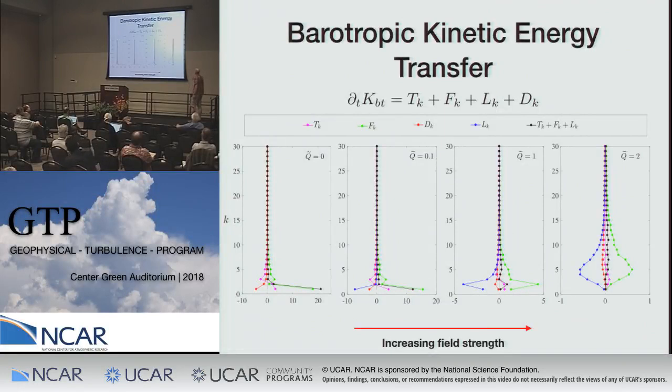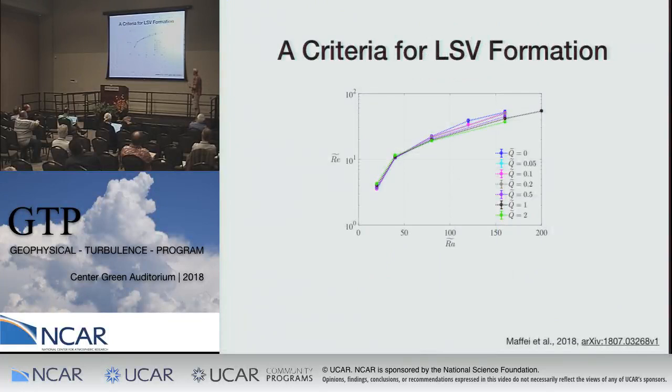Finally, at Q of 2, Chandrasekhar number of 2, you get this shift up to about a wave number 5. And in terms of the energetics of the barotropic flow, it's dominated by a balance between ohmic dissipation and the baroclinic convective forcing. So you get this nice balance here.